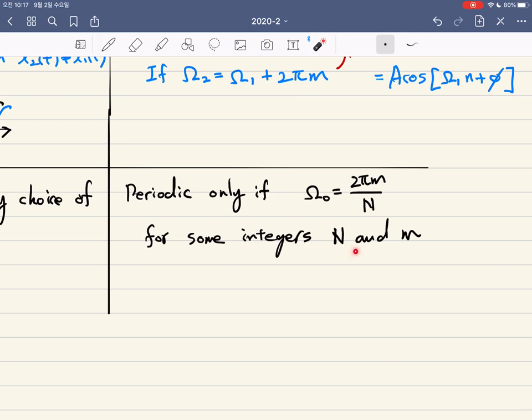So both need to be integers, and for a period value, we talk about a positive value. So N should be positive. If you are asked what the period of that signal is, you have to answer with a positive number. So N and m should be integers, with N being positive.